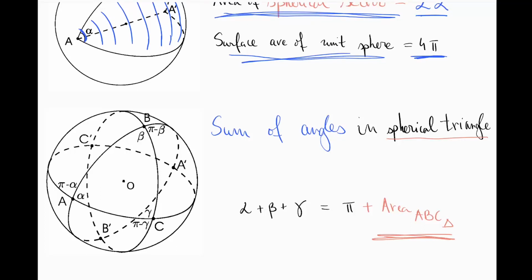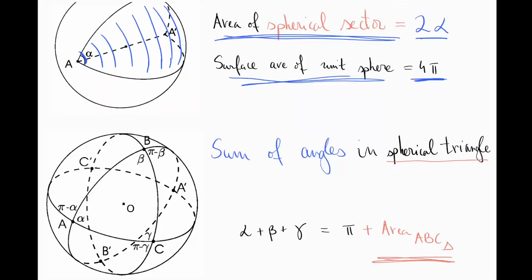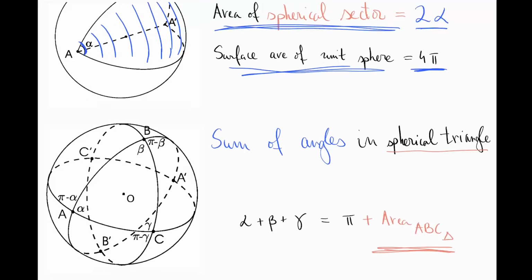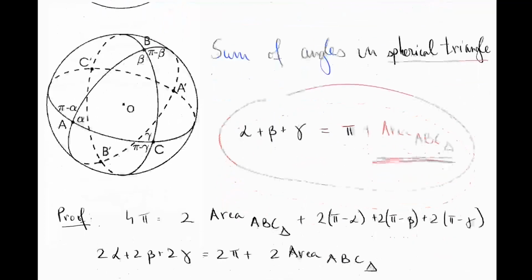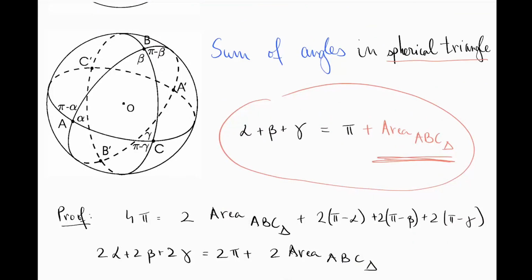So I'm going to prove to you this really cool fact, and all that goes into the proof is what we just understood: the area of spherical sectors. Okay, so how do you show this nice formula here? Well, what you need to do is what's already on the diagram, right?